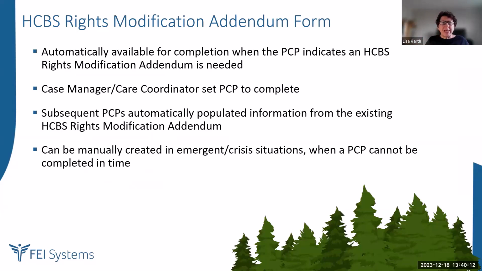Now, this is an overview of the HCBS rights modification addendum form completion. There is a decision tree that's built into the PCP for the case manager. And when they're going through that part of the PCP, if an HCBS rights modification addendum form is indicated, they have a little button that they're going to click on. And they're going to use that. That's going to open up the HCBS rights modification addendum form that they'll complete in the system. As part of that, they are going to identify the provider. Once the PCP is set to plan complete, you are going to get a notification that that HCBS rights modification form is available to you.